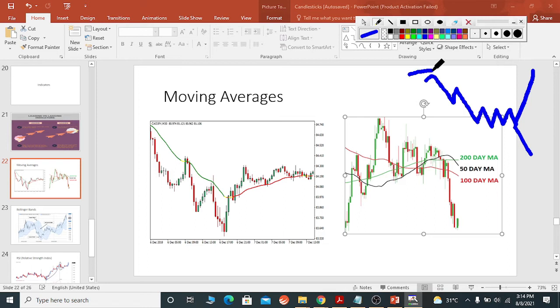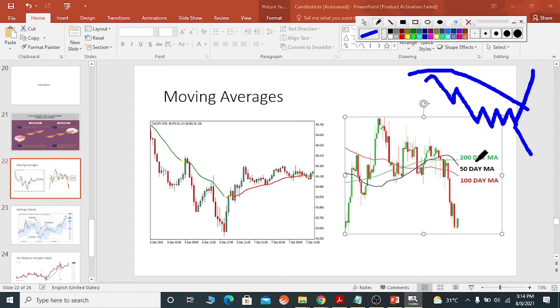So you can use the moving average to your benefit. If the price is below the moving average, it means that the downtrend is still intact and the price will continue to keep coming down. It can be used as a signal to tell you which trend is in place in the market. Is it the downtrend or is it the uptrend? So that's what you use moving averages for.